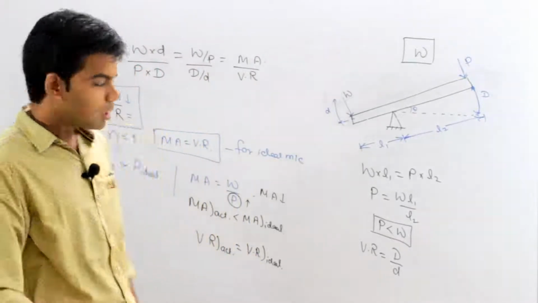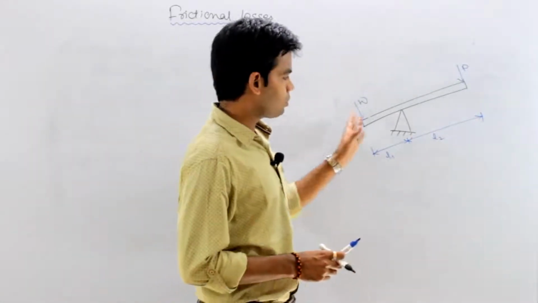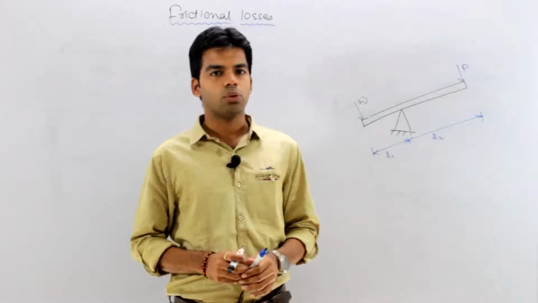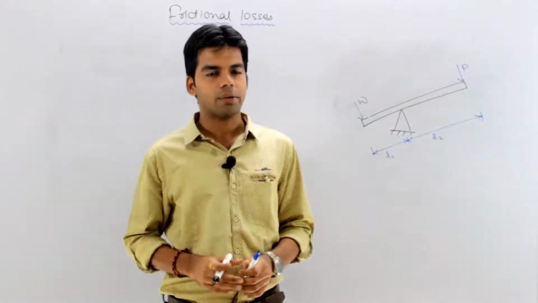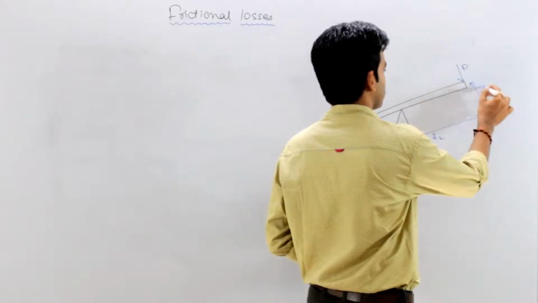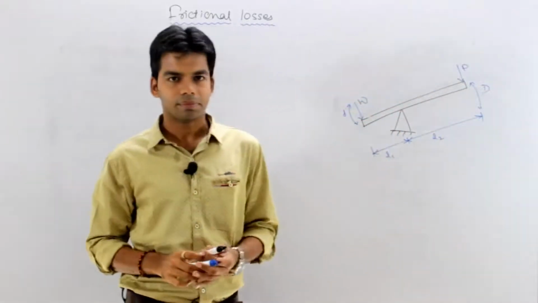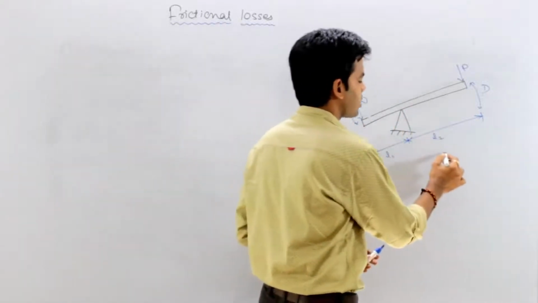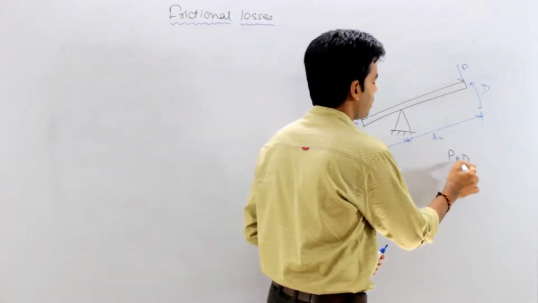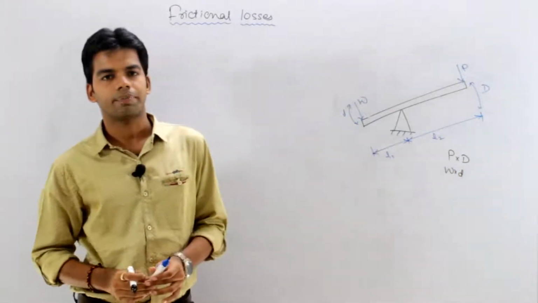Clear or not? Okay. Next topic is the frictional losses. As we have seen, suppose we want to lift the weight W and we are applying an effort P on it, such that this P is displaced by an amount, suppose capital D, and this W is displaced by an amount, suppose small d. That means input work done is nothing but P into capital D, and output work done is nothing but W into small d.